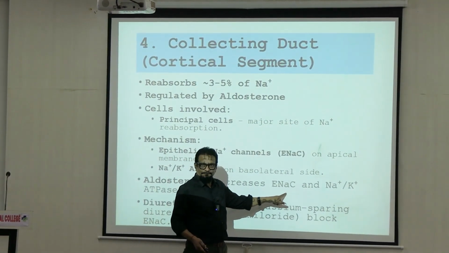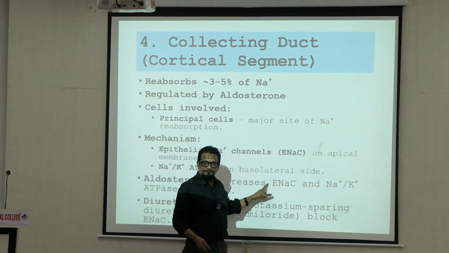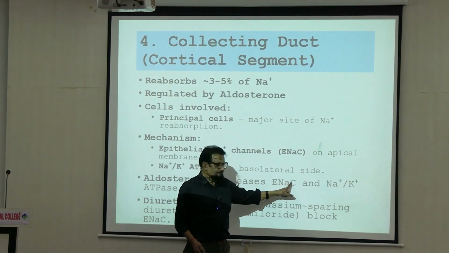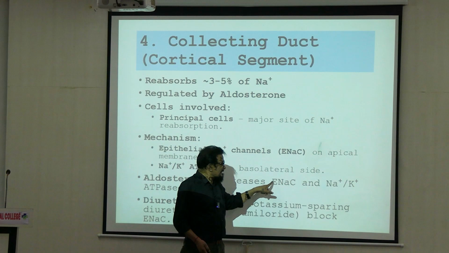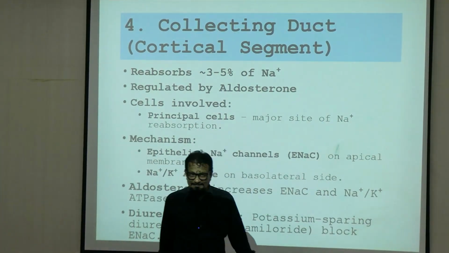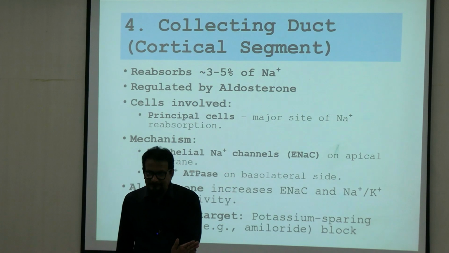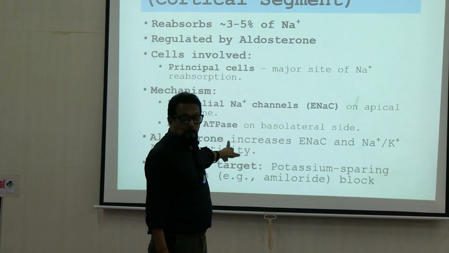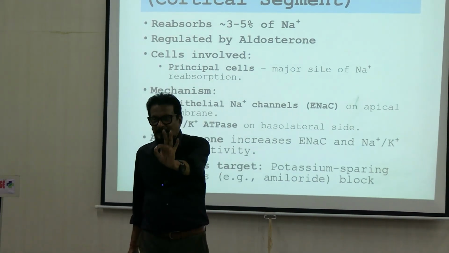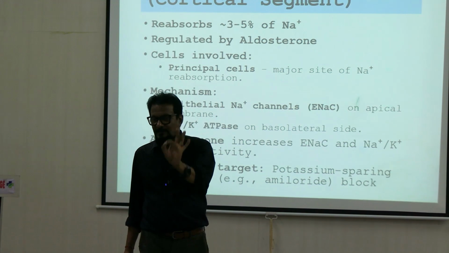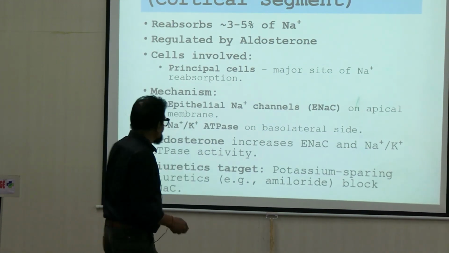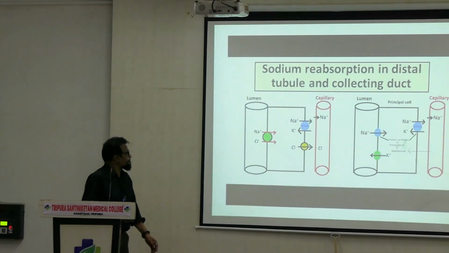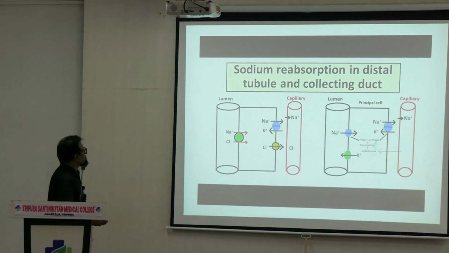What is this? This is a channel. C stands for channel, Na means sodium, E stands for epithelial cell. In the apical epithelial lining, there are some sodium channels implanted by the action of ADH. Same thing.